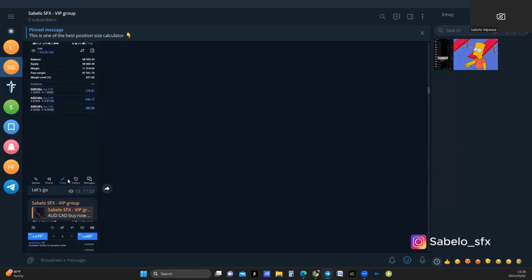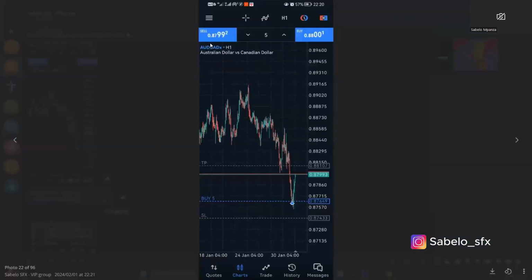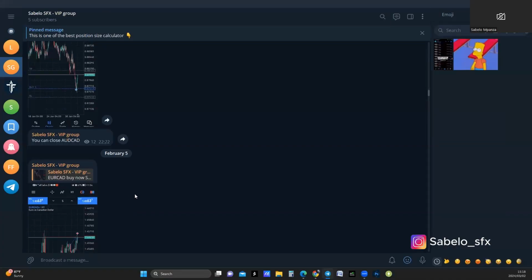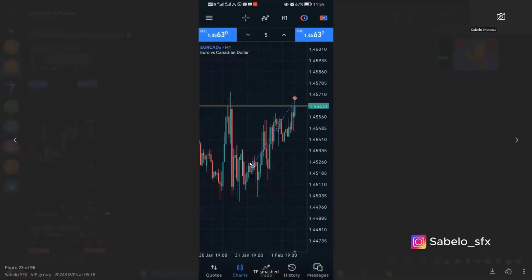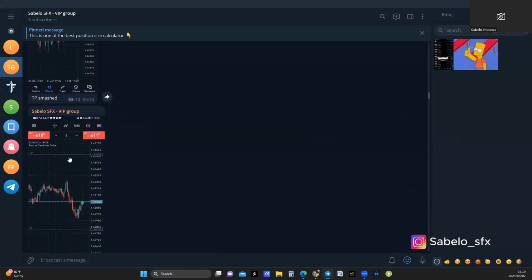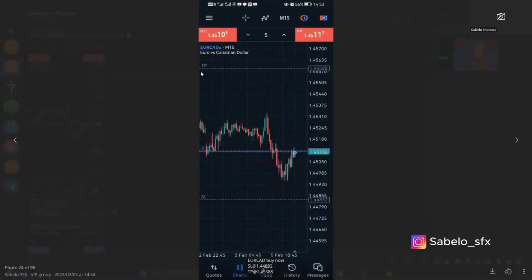And then moving on, EUR/AUD, as you can see, the market just moved towards our direction, and the risk ratio here is 1:2. And then full profit on EUR/CAD. As you can see, the market moved from here to here. We closed with profit. As you can see, TP smashed. And another one on EUR/CAD again. The risk ratio here was not that good, around 1:1.2, something like that, or 1:1.5.